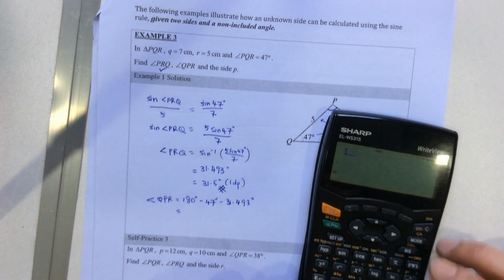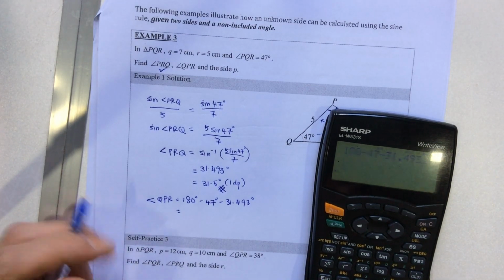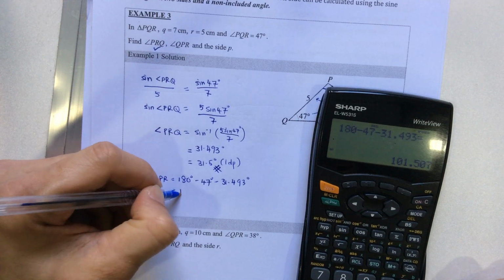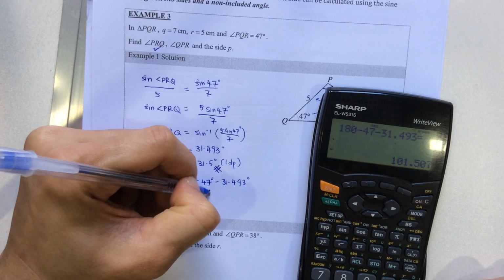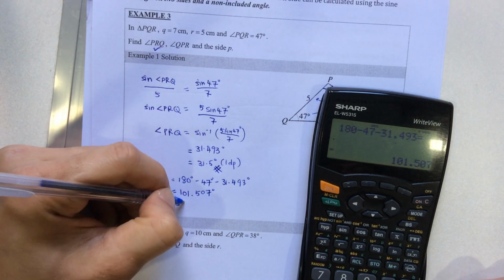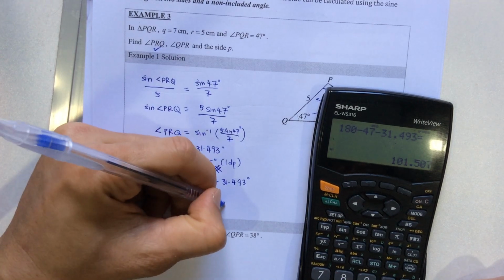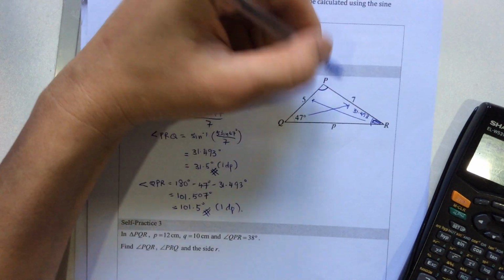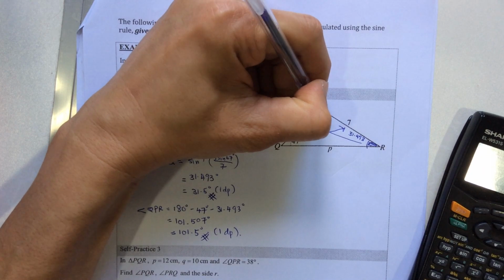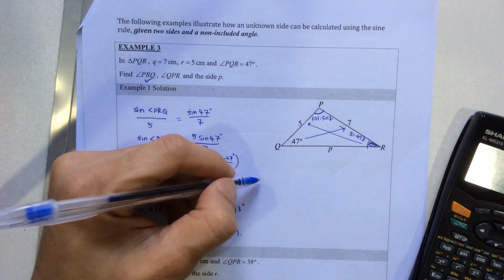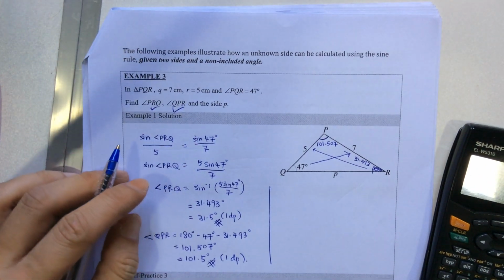So press a calculator. And we have 101.507 degrees. So to 1 dp will be 101.5 degrees. Okay, so when I label it, it will be the more accurate number, so there will be 101.507. Okay, so angle is done, and I need to find the side P.